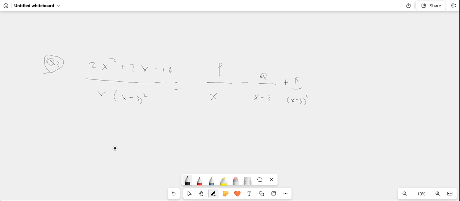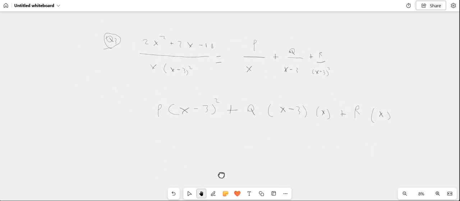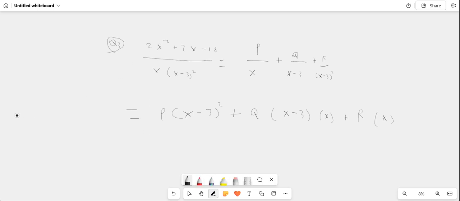Now combine it. So obviously P is lacking x minus 3 squared, so therefore x minus 3 squared plus Q, it has the x minus 3 already, so it just needs another x minus 3, and it needs another x, because it's lacking the x. And then R is only lacking x, because it's got x minus 3 squared, which accounts for x minus 3. Alright, cool. So that whole thing is equal to the top of that, so 2x squared plus 2x minus 18. And now we just need to let x equal whatever we need to let it equal. So let's eliminate the x's first. So let x equal 0.